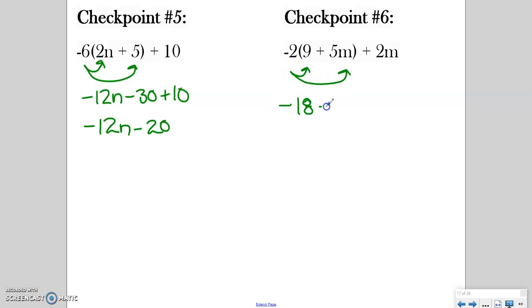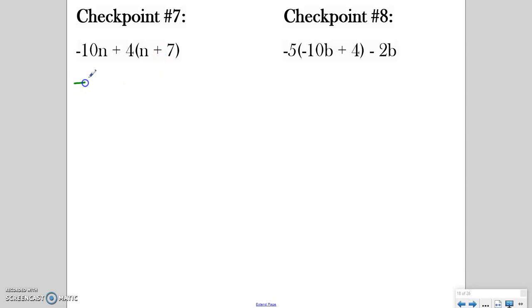Same thing. Negative 18, negative 10m, plus 2m, negative 18, and then this is negative 2m. Bring this down because it has nothing to distribute. This would be 4n, and this would be 28. Combine these two since they're like terms. Negative 6n plus 28.